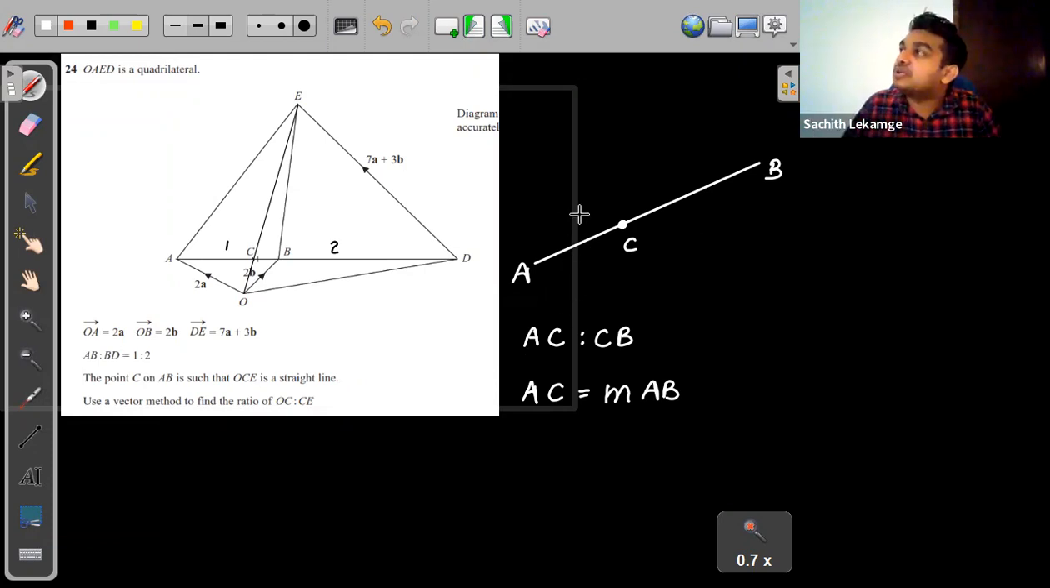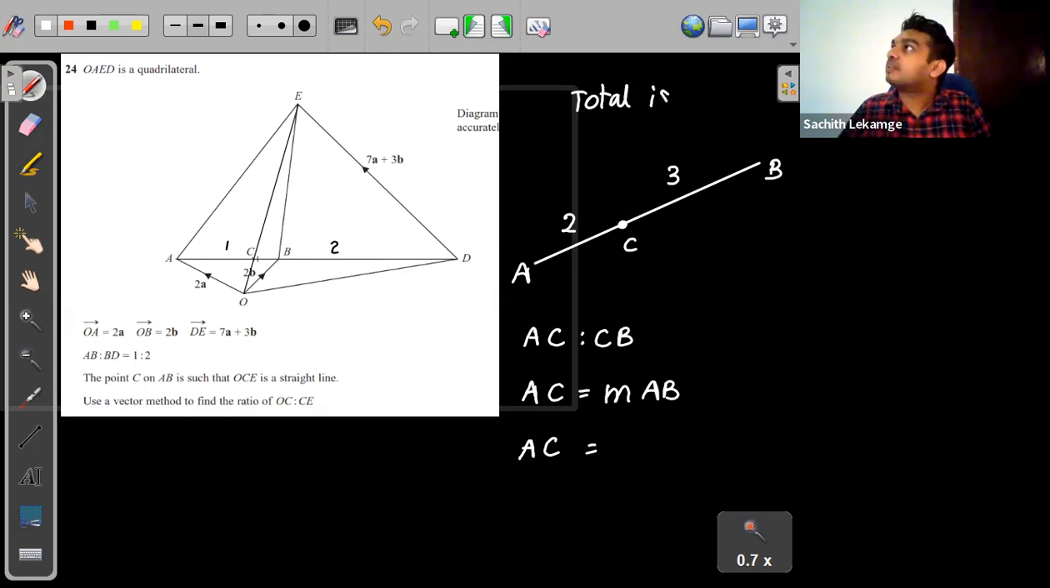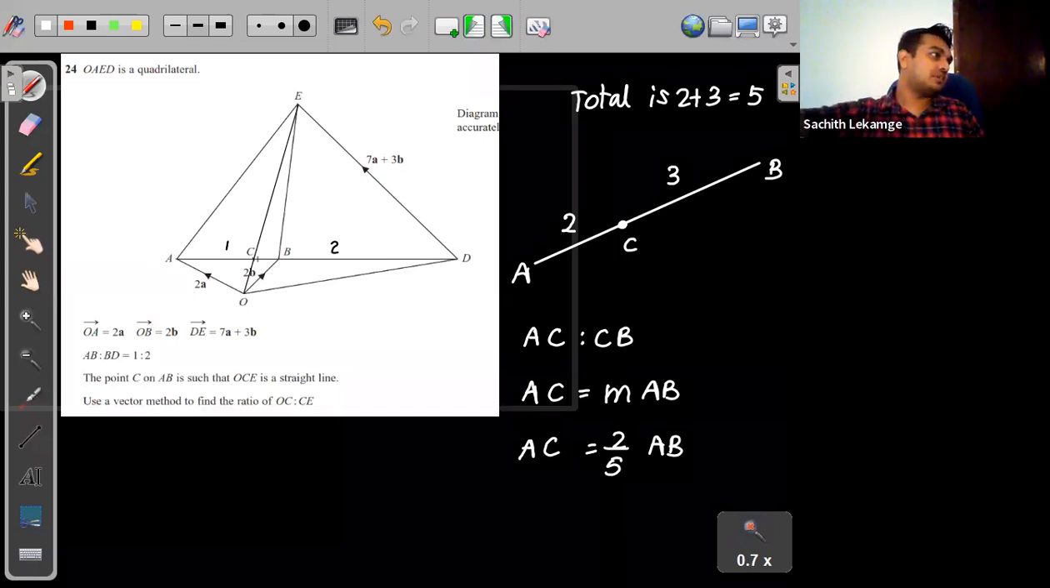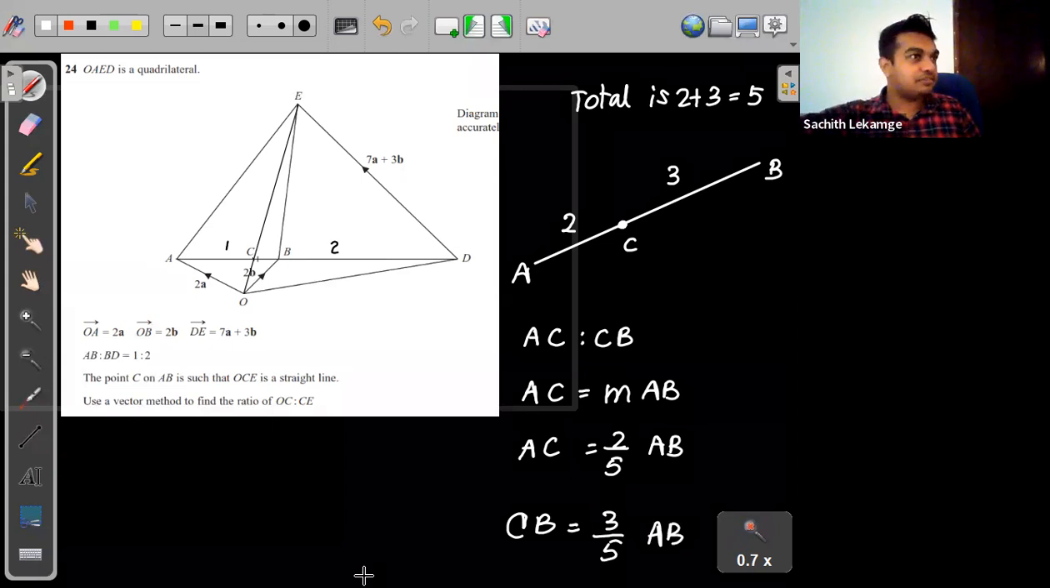If I tell you this ratio is 2 to 3, what is the value of M? AC equals M times AB. Total is 5, 2 plus 3, 5. Out of 5, AC is 2. Do you agree with this? Okay. So we need this knowledge in this question. AC we can write as 2/5 times AB, which is something less than 1. If I ask you to write CB, you can write it as 3/5 AB. Agreed? Is this part difficult?